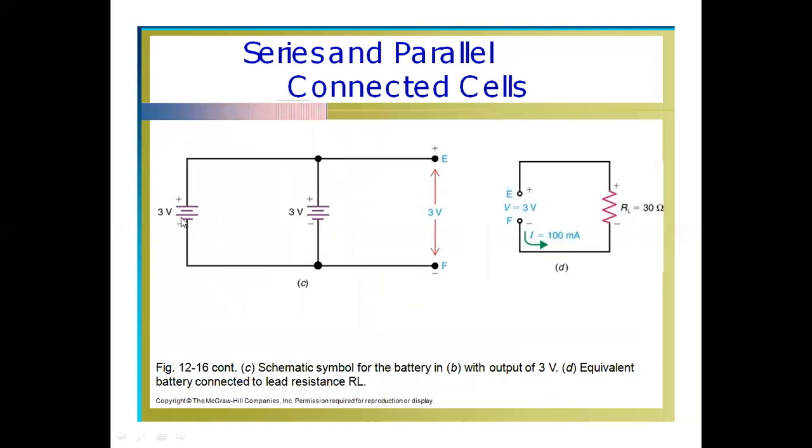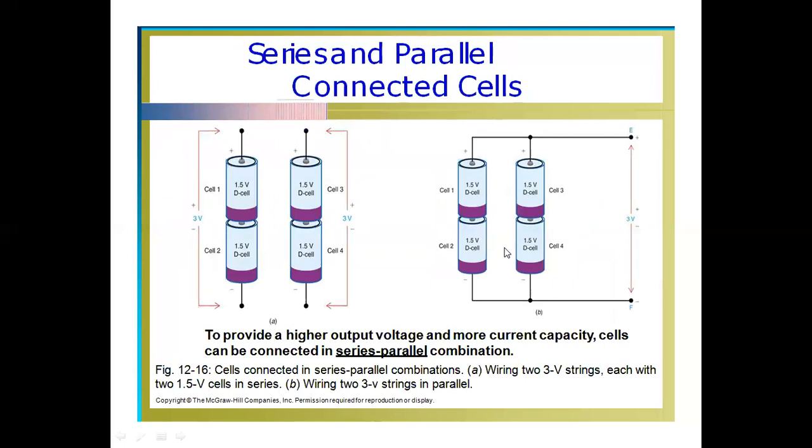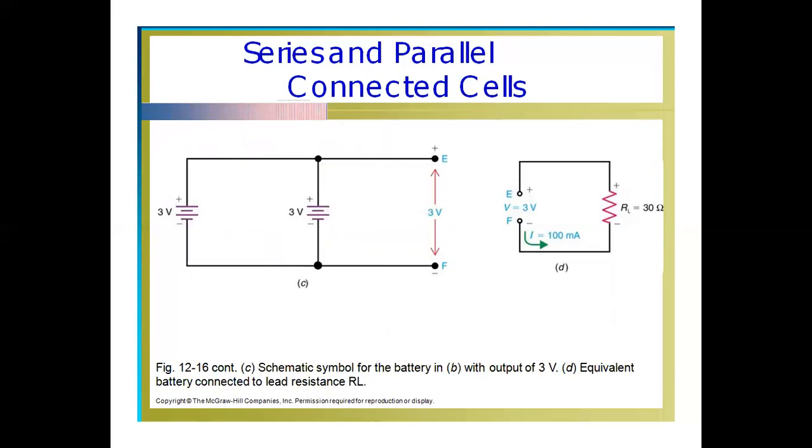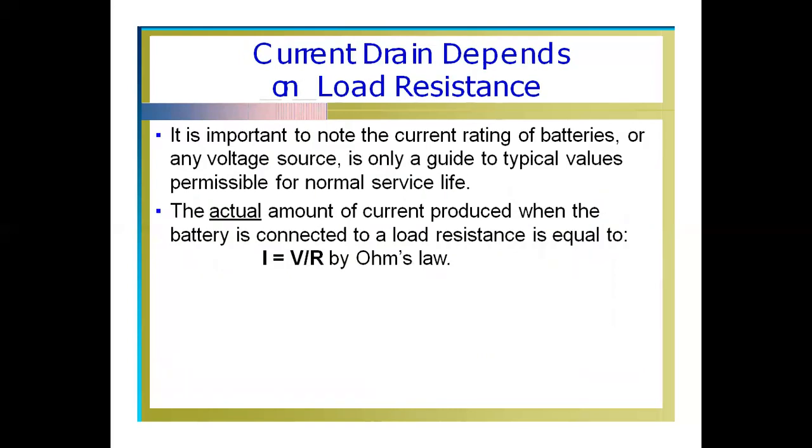So this is the equivalent circuit for the previous diagram: 3 volt, 3 volt, each a series combination of two cells. They are connected in parallel. So at the output, we will get 3 volt, and the current capacity will be 100 milliamp, because this is 50 milliamp, this is 50 milliamp, and the total will be 100 milliamp. Like this, you get both current and voltage increased.